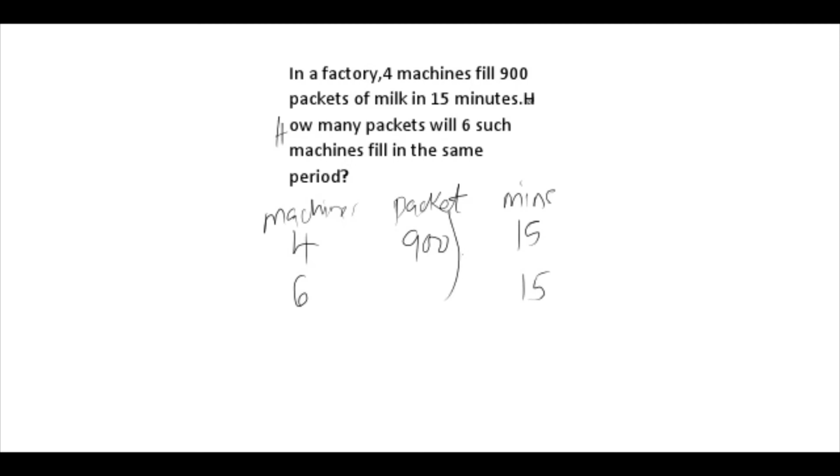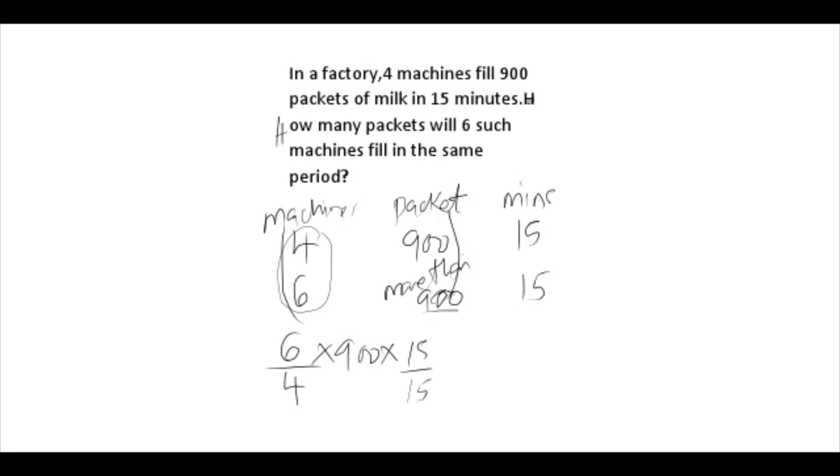So we are going to measure in comparison machines versus the packets. Since the time is the same, we have 15 minutes, that is at the same rate. So if 4 machines fill 900 packets, how many packets will 6 machines fill? Since 6 machines will do a larger job, the number of packets should be more than 900. So since it should be larger than 900, we make the machines in fraction. So we have 6 over 4 times 900, which is constant, then we multiply by 15 over 15 since they are the same.